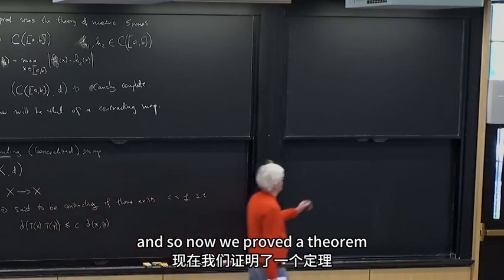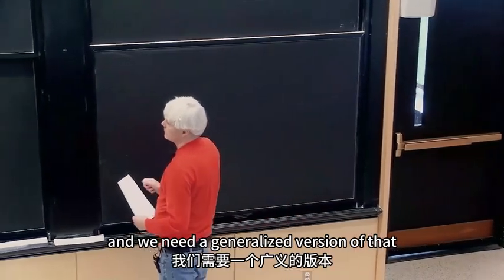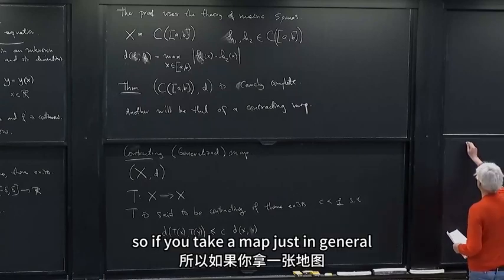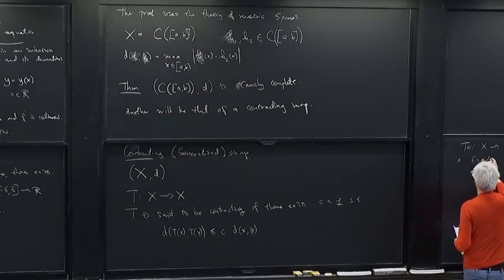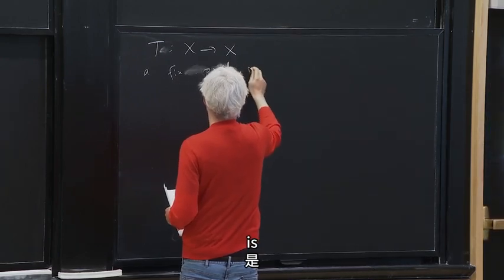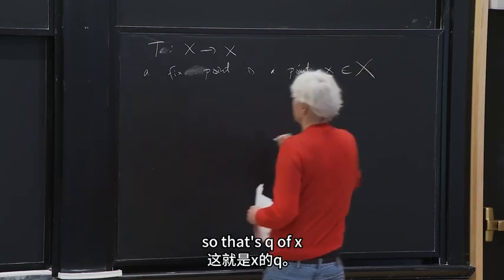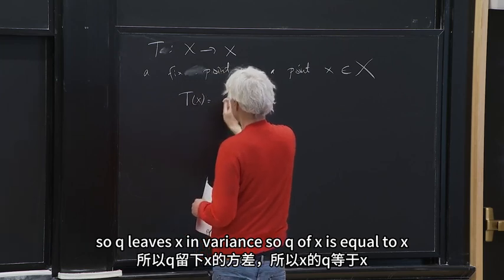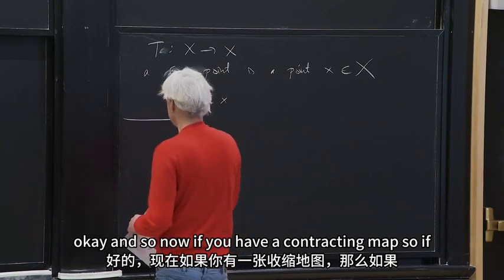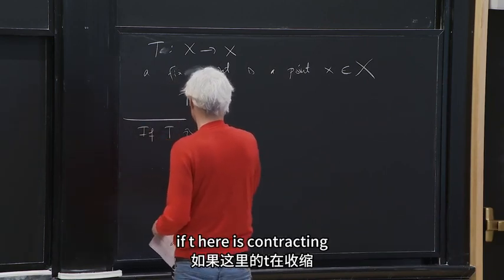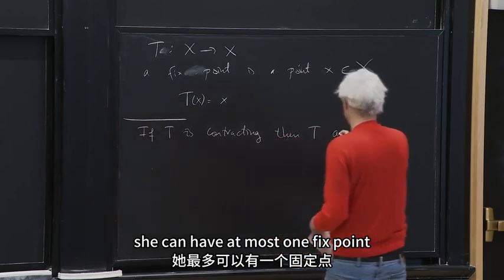And so now we proved a theorem when we did the Newton method. We proved a theorem about fixed points, and we need a generalized version of that. So if you take a map in general from a space to a space, then a fixed point is a point x in the space so that T of x, so T leaves x invariant, so T of x is equal to x. That's a fixed point, right? Okay, and so now if you have a contracting map, so if T here is contracting, then T can have at most one fixed point.